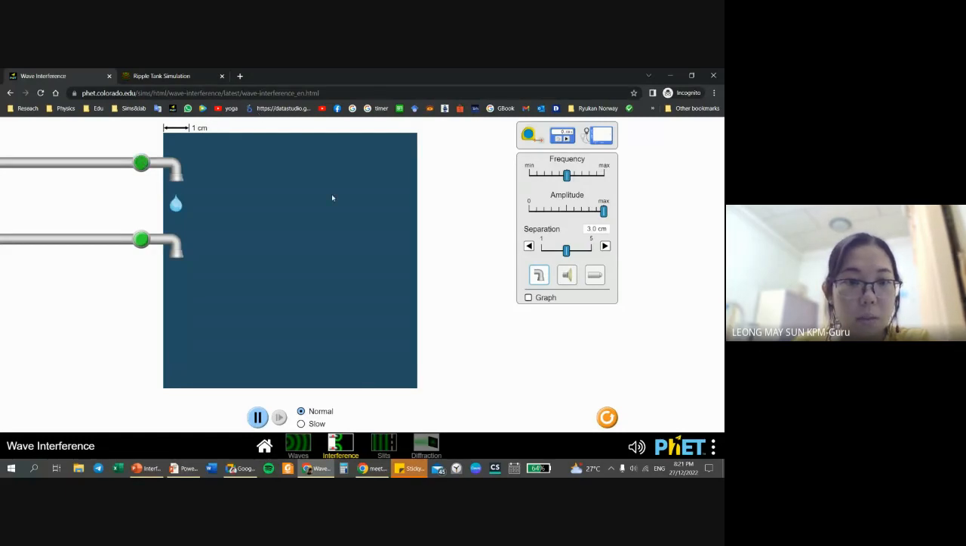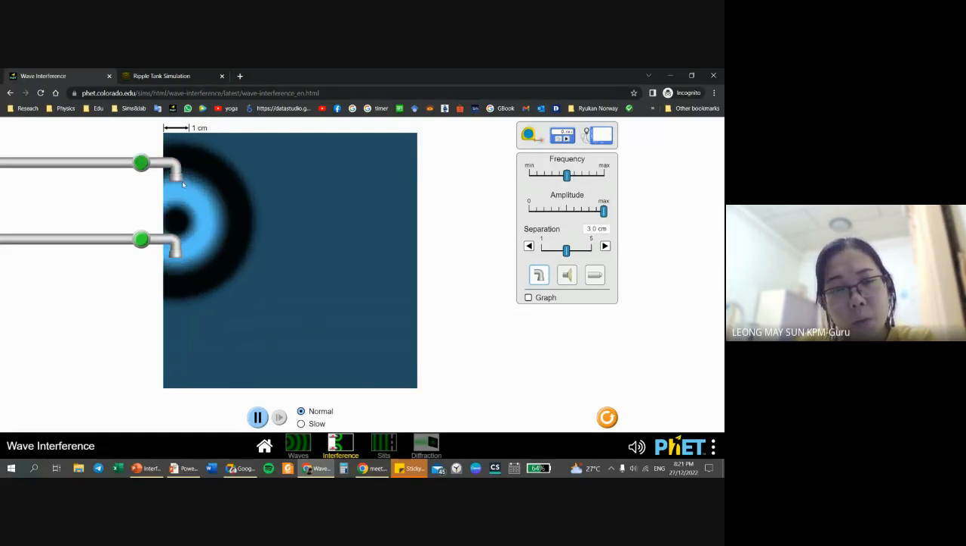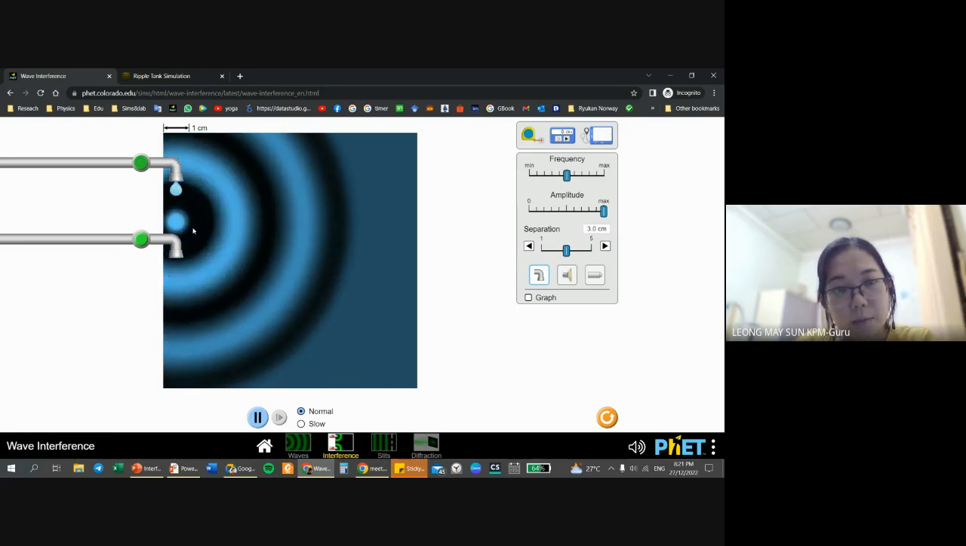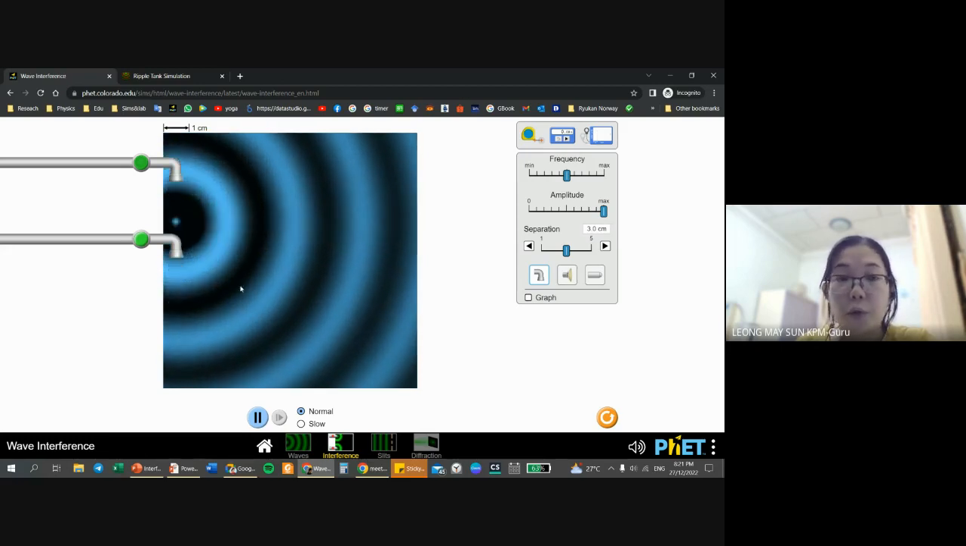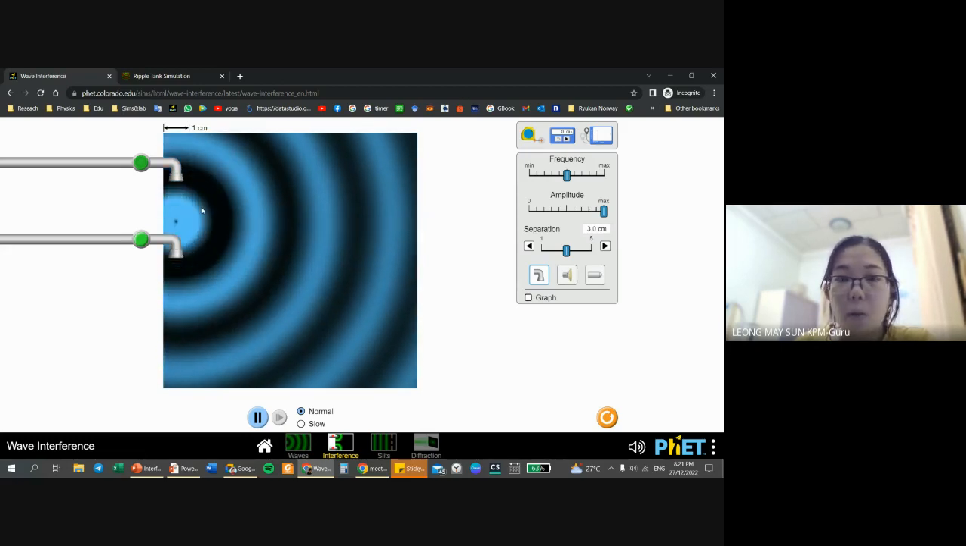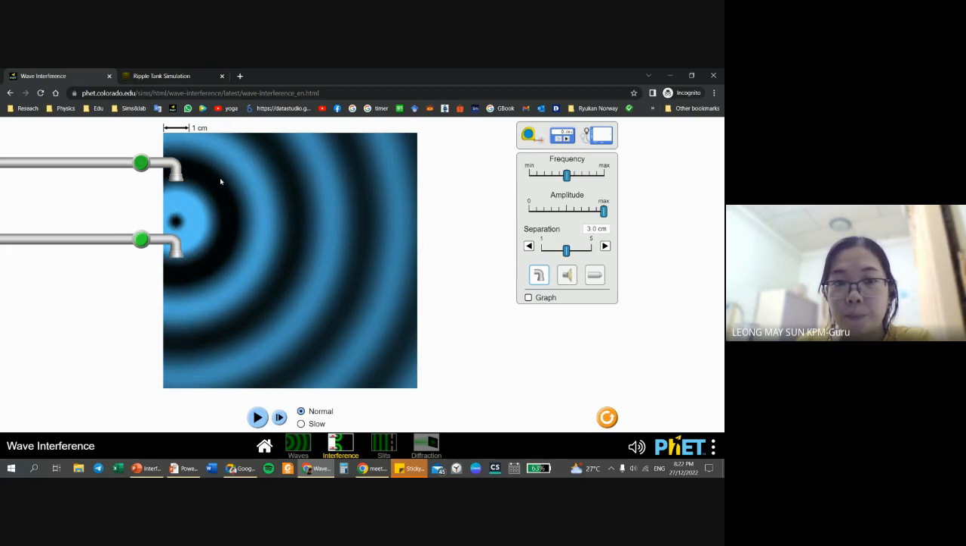Separation. I'm just going to drip one first. So when a single pipe drips down, it will create one wave. Recalling back, the bright fringe is actually the crest of the wave, and the dark one is what we call the dark fringe. If it's a single wave source, the source is actually the pipe. So this is a bright fringe, and this is a dark fringe. The bright one corresponds to the crest of the wave, whereas the dark one corresponds to the trough.